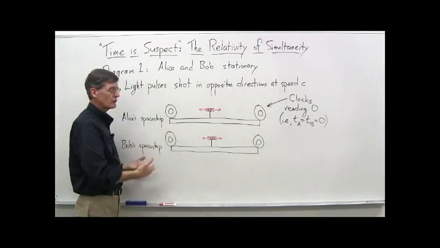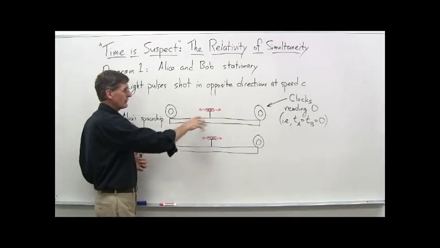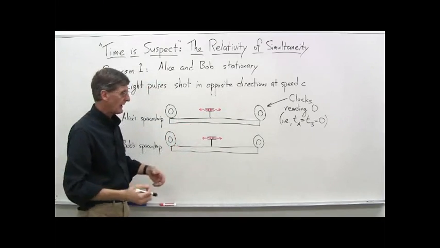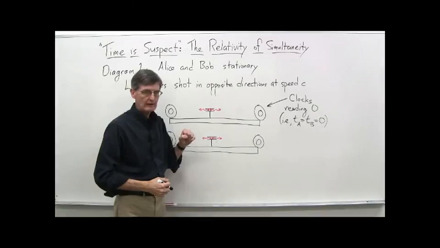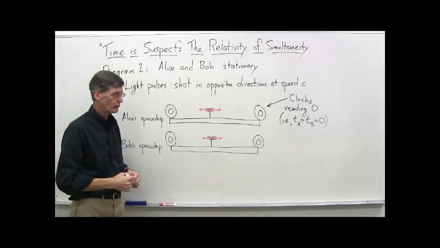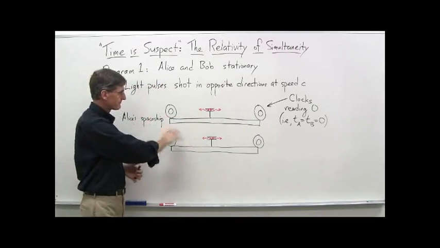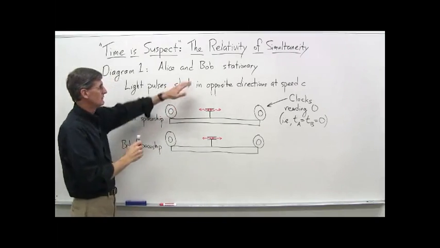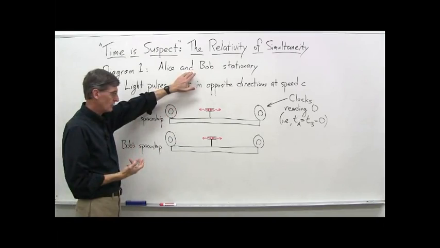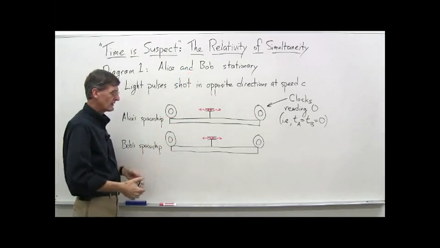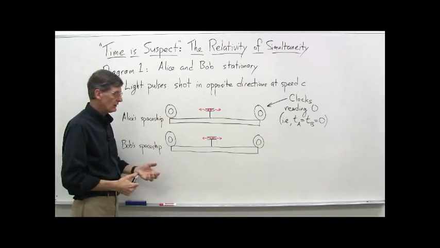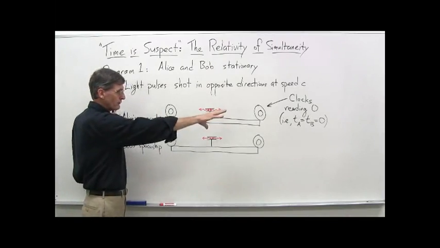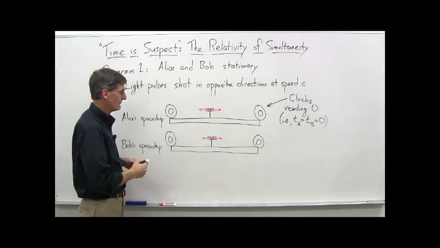And we just want to analyze what's going to happen here. Well, we have the clocks set up so that when a light pulse reaches the clock, it sets a little trigger, takes a photograph, and records the time on that clock. Same thing for Bob's clocks as well. So here's our initial situation. Light pulses are shot in opposite directions. Alice and Bob are stationary in this first scenario that we're looking at. Nobody's moving. They're just sitting right next to each other. And they each do the experiment. The light pulses are set off at exactly the same time. So Alice's light pulses go off, Bob's light pulses go off at the same instant in time.